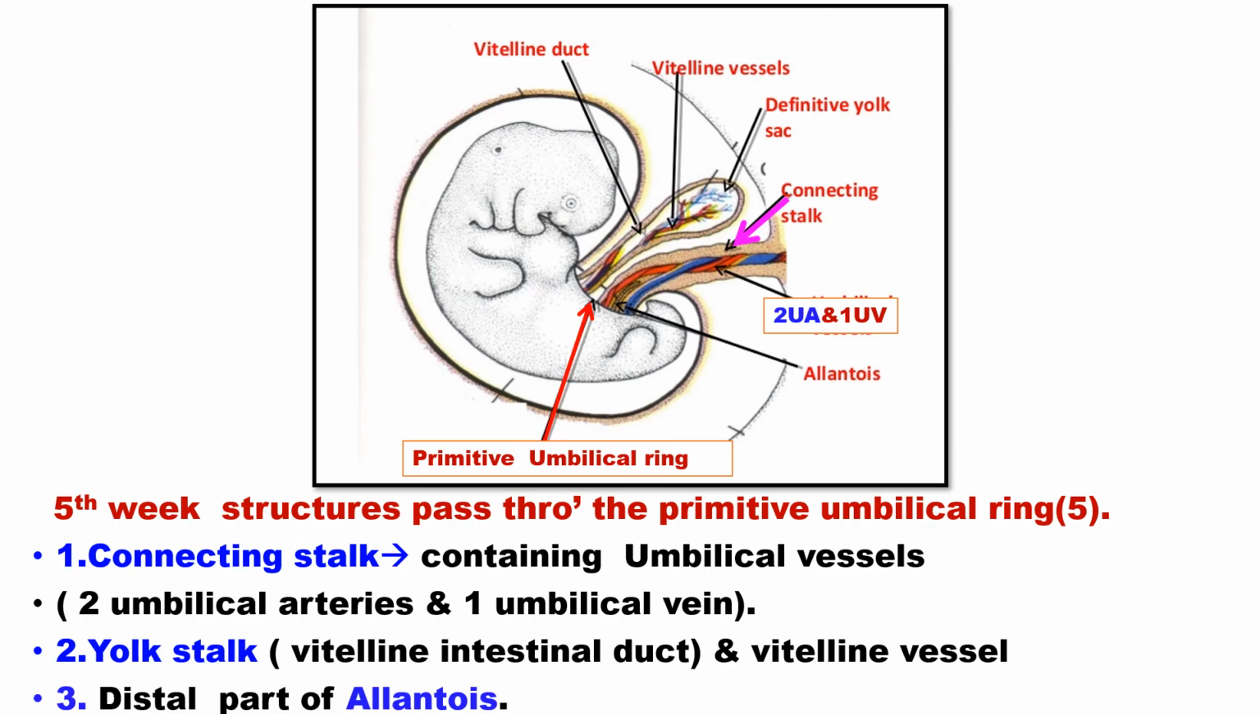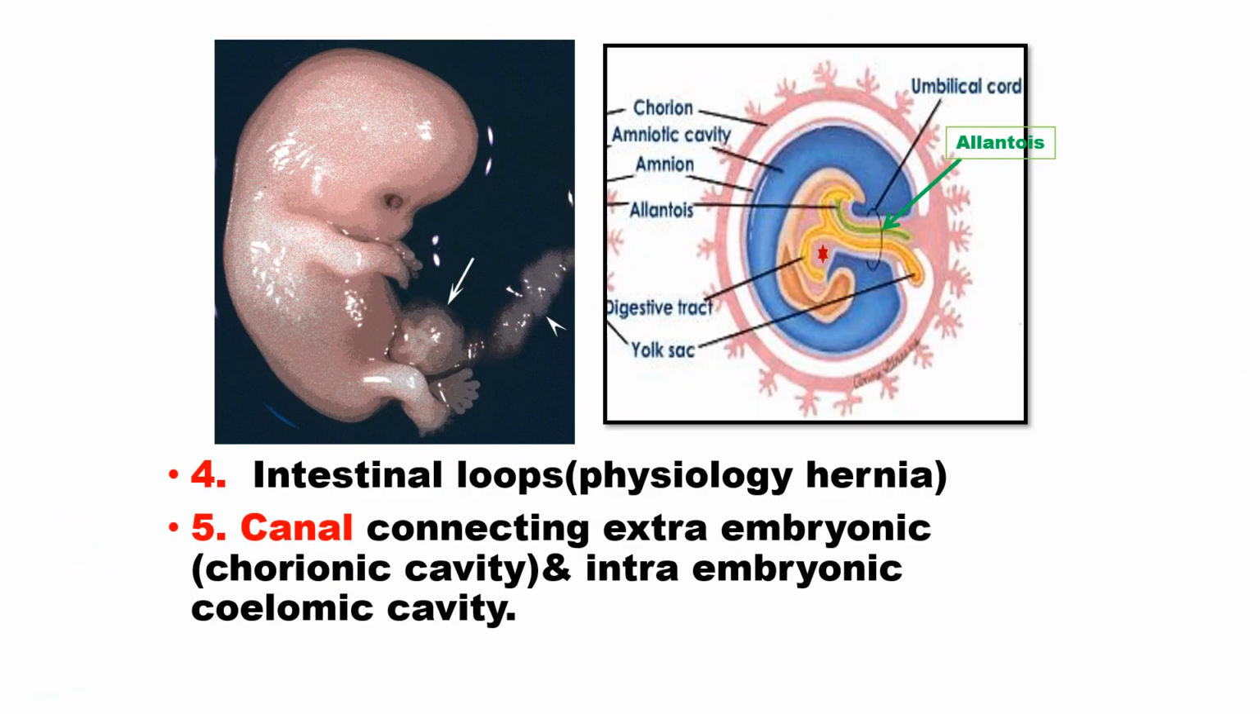Primitive umbilical ring also presents the yolk sac or vitellointestinal duct, which is connected with the definitive yolk sac. Primitive umbilical ring has the allantois, the distal part of allantois. The fourth important structure which is present through the primitive umbilical ring is the intestinal loops.